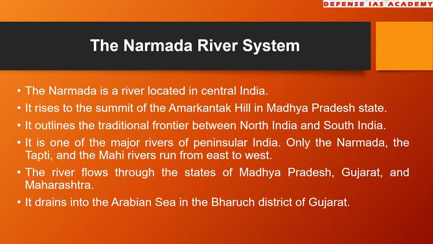Next is the Narmada river system, which is a west flowing peninsular river. The Narmada river is located in central India.